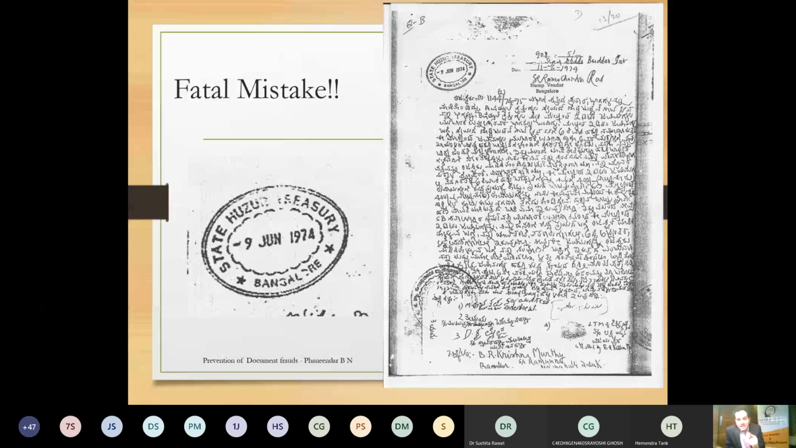A stamp vendor can sell the stamp paper any day of his choice. He is not a government servant. He can sell the paper anytime, any date. But the state government cannot sell the paper on any Sunday.